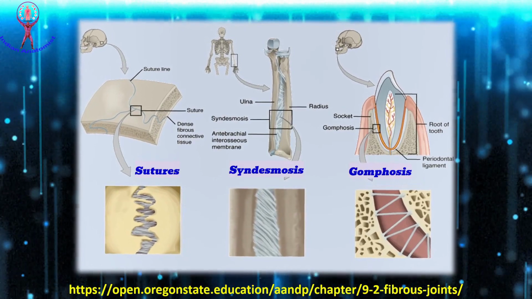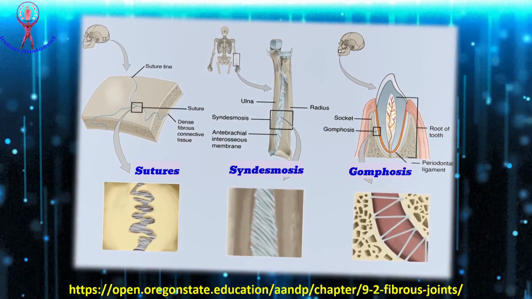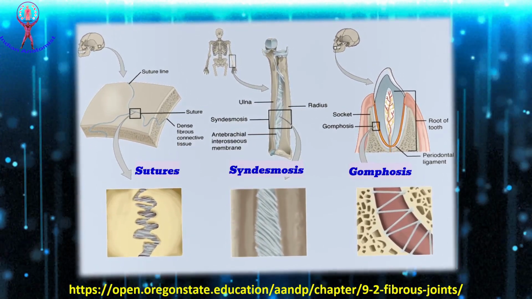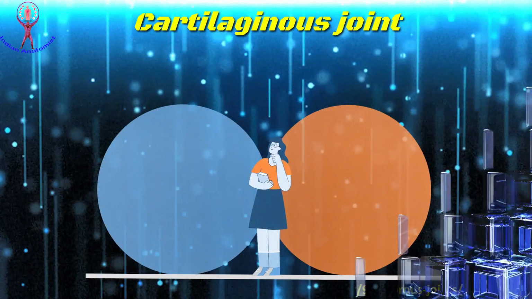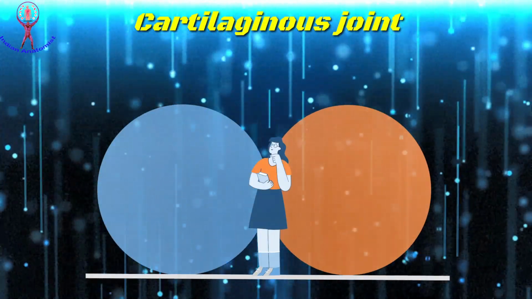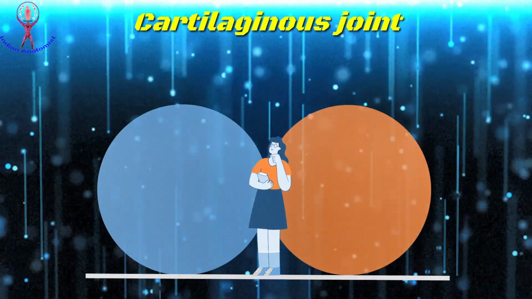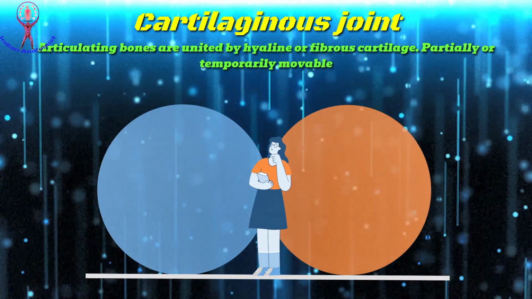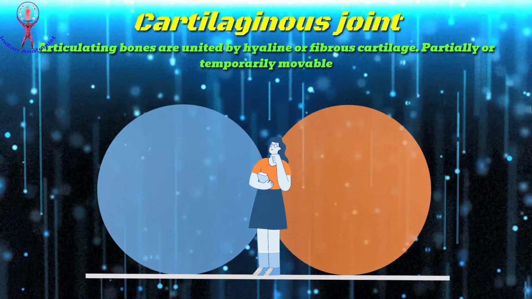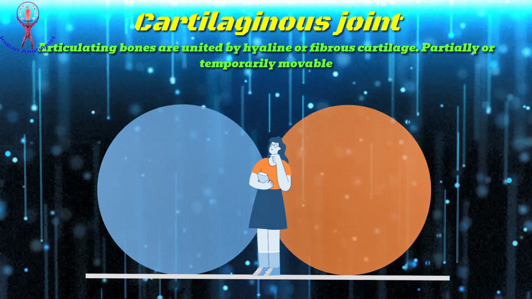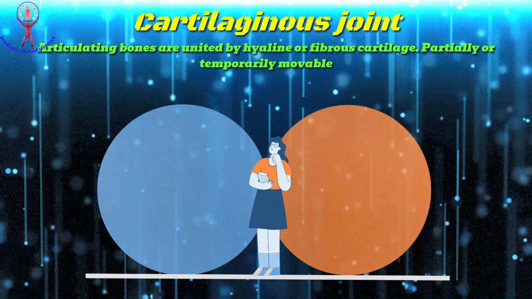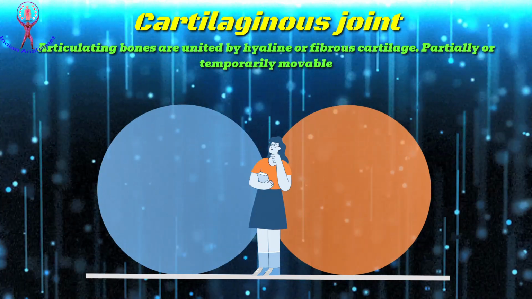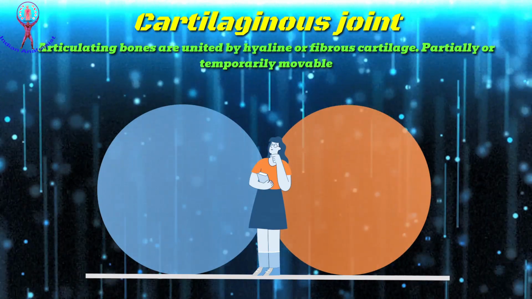Till now, we have seen different types of fibrous joints. Now, it is time to discuss the second type of structural classification, the cartilaginous joint. Why are these types of joints called cartilaginous joints? Because the articulating bones are united by hyaline or fibrous cartilage. They are partially or temporarily movable type of joints.